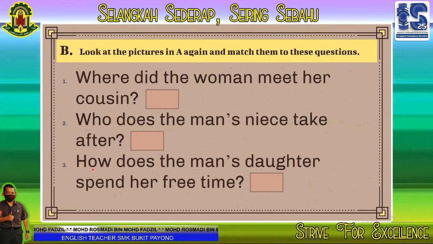And number 3, how does the man's daughter spend her free time? Anak perempuan dia macam mana luang masa lapang? Ini option 1 exercise A. Exercise A yang number 1 tu. Gambar A apa? Anak dia play violin kah? B, anak dia watching television kah? Or C, anak dia riding bicycle kah? Okay? Macam mana nak tahu A kah B kah C? We have to listen. Kita dengar dulu.